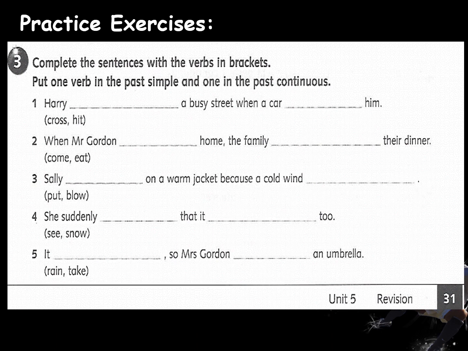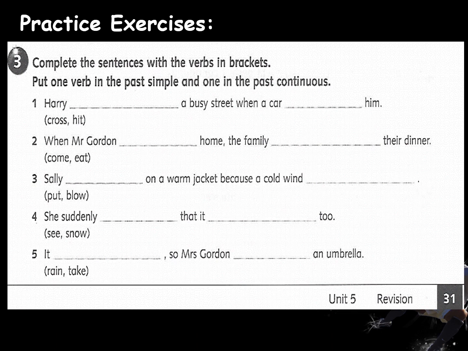Let us try to go back to your exercises, Unit 5 revision, page 31. We have this activity to complete sentences with the verbs in brackets. We will put one of the verbs in the past simple and one in the past continuous. Let us take a look at the first sentence. Harry blank a busy street when a car blank him. So the verbs to be used are cross and hit.